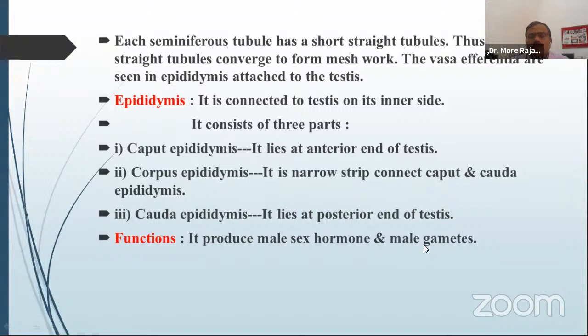The epididymis produces the male sex hormone, as well as a secretion which is helpful to carry the sperm forward into the vasa efferentia.